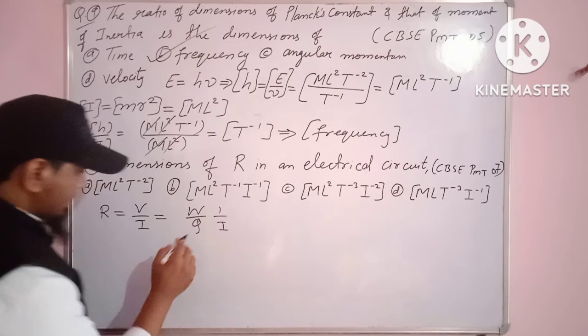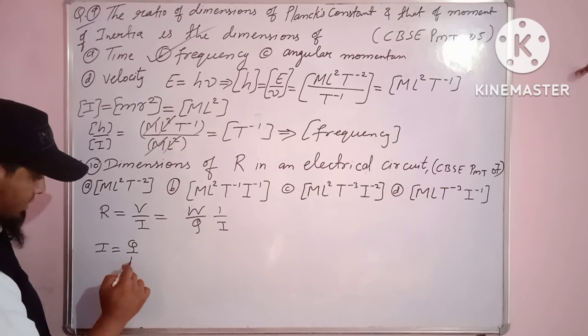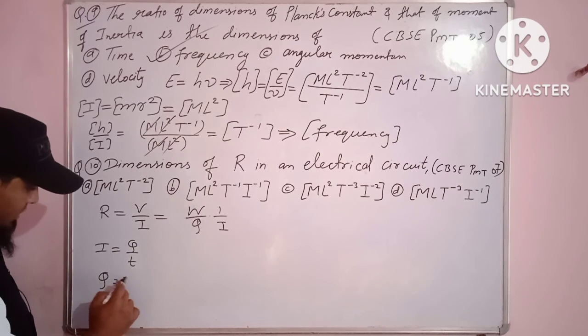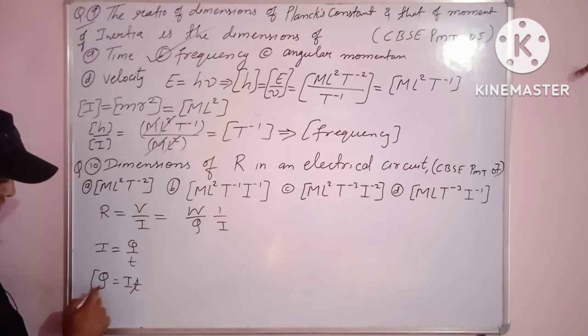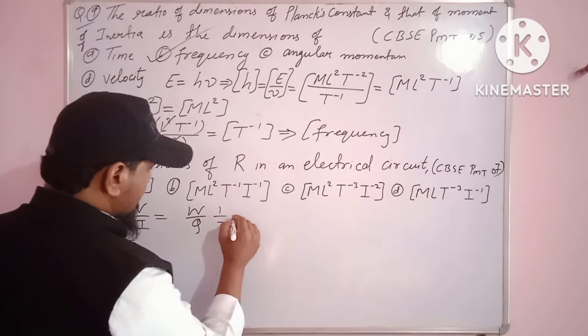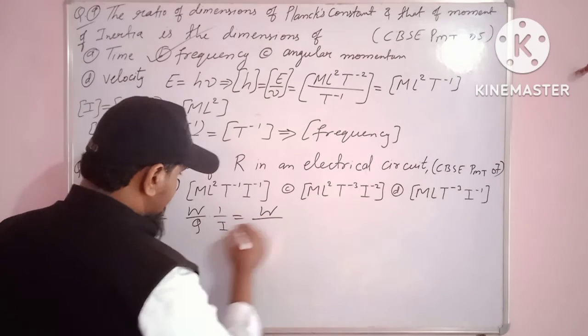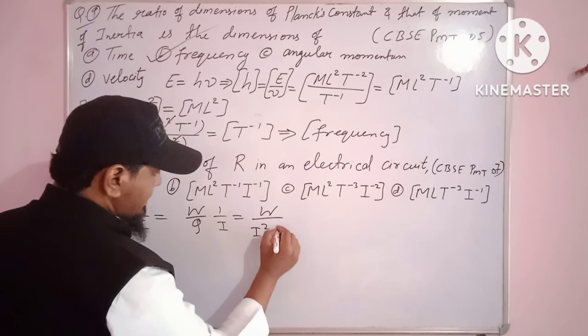Okay, and I is equal to Q upon T. Therefore Q will be equal to I into T. That is, the dimensions of Q will be equal to dimensions of I and time. So we can write W upon I into I, which becomes I square T.